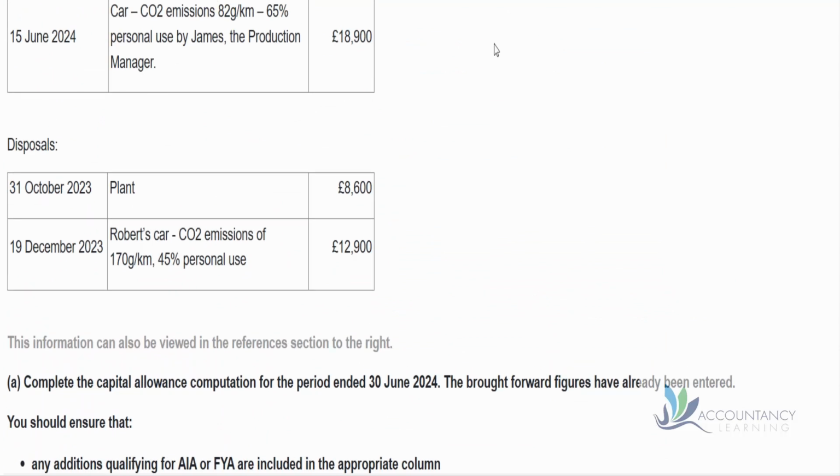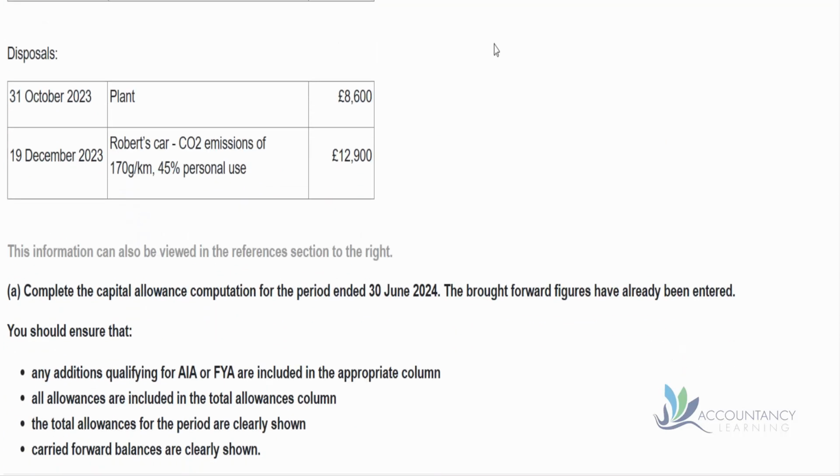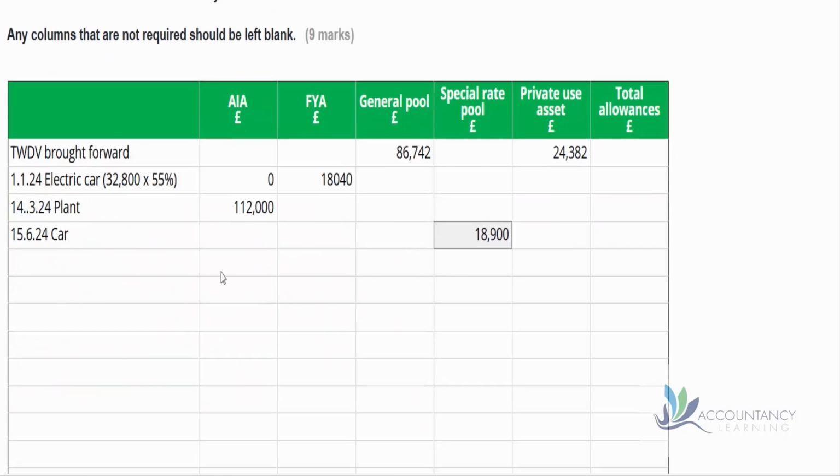So we've also got some disposals. On the 31st of October, we disposed of some plant for 8,600. So we can include that in our answer as well. The plant would be included in our general pool, so we can include the reduction, 8,600, in the general pool column.